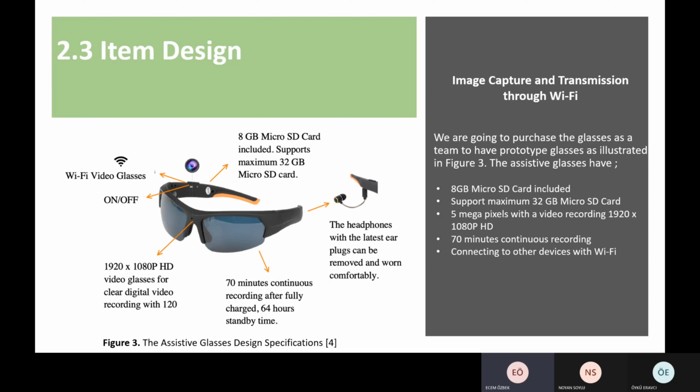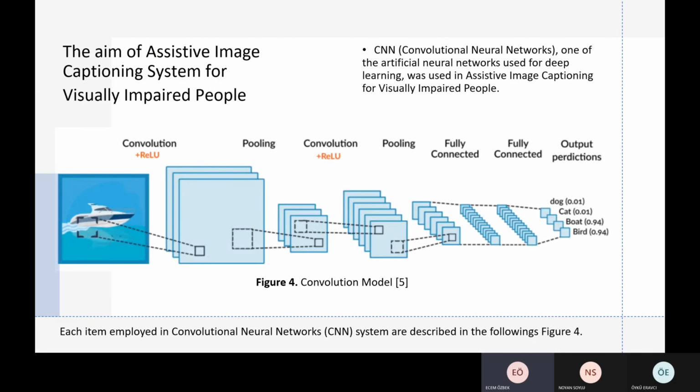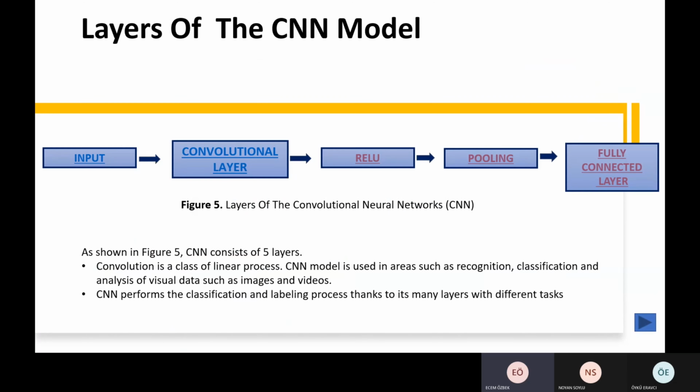The aim of this project is image captioning. Convolutional neural networks, one of the artificial neural networks used for deep learning, were used in the Assistive Image Captioning System for Visually Impaired People project. Each item employed in the convolutional neural network, CNN, system is described in the following figure 4. In this section, I would like to briefly talk about the layers of CNN. The functions of CNN layers are explained in detail in the design report. As shown in figure 5, CNN consists of 5 layers.